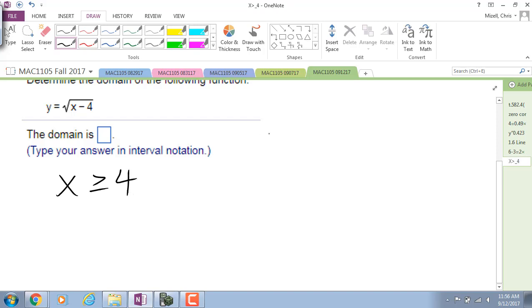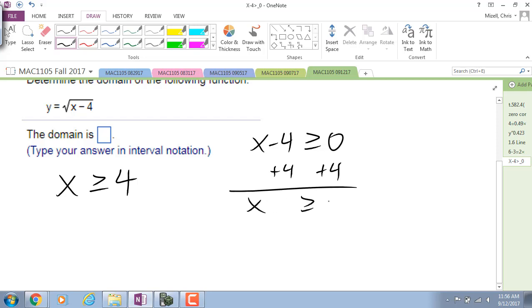A couple of steps above that, you would say x minus 4 has to be greater than or equal to 0, actually just one step above that. After you add 4 to both sides, you get x is greater than or equal to 4, and in interval notation, it looks like this, 4 to positive infinity.